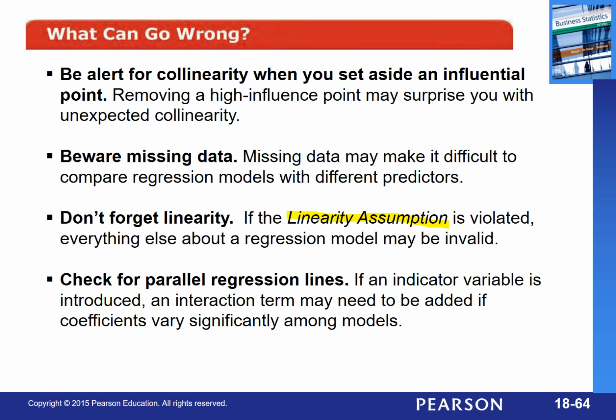So what can go wrong? Oh my gosh, collinearity, right? And influential measures. Look out for missing data. If you have something missing, that's not very helpful. Don't forget to check the linearity assumption. I've said this a couple of times, but you should always be doing scatter plots first, working on regression later. And then look out for parallel regression lines. That's a good indicator that you need an indicator.